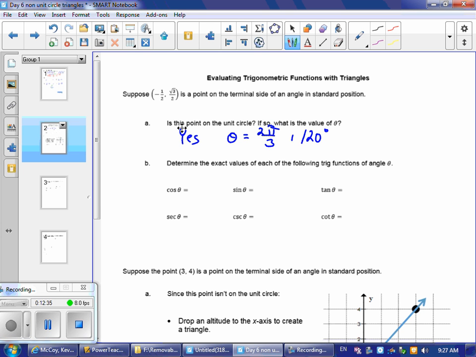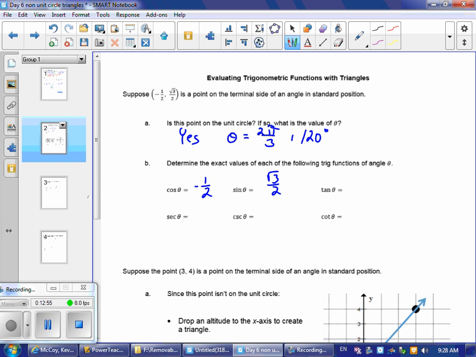Now that I know that, the rest of this isn't going to be hard. The cosine. Cosine goes with x. The x value is -1/2. That's given to us in the point. The sine goes with the y value. That's square root of 3 over 2.